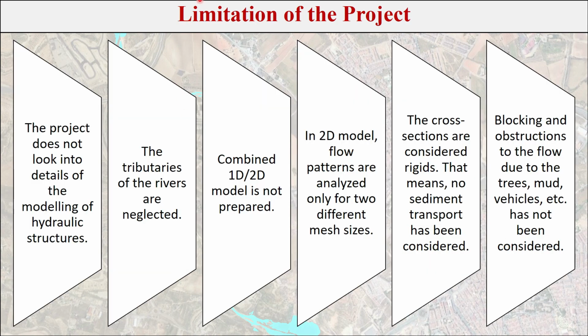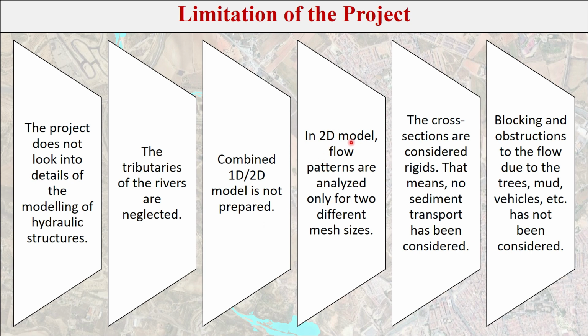Now let's talk about the limitations of the project. The project does not look into the details of the modeling of hydraulic structures. Hydraulic structures like dams and levees are not modeled, and the tributaries of the river are neglected. We only model the major river, and tributaries are not considered here. Also, the combined 1D and 2D model is not prepared. Separate 1D and separate 2D models are prepared, but a combined 1D-2D model is not prepared.